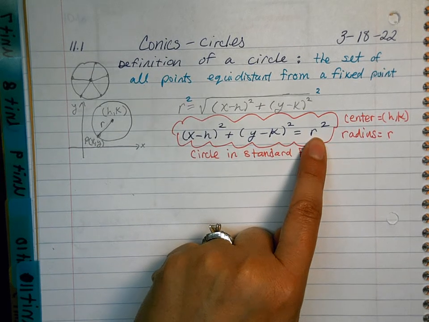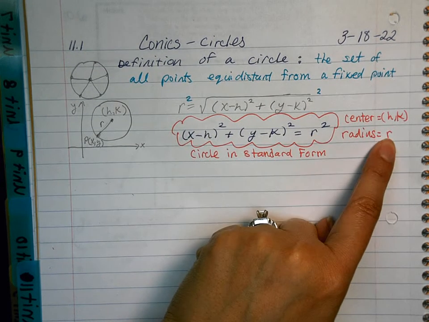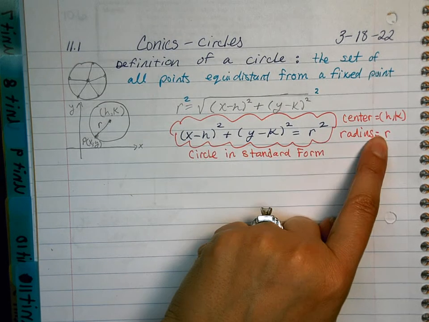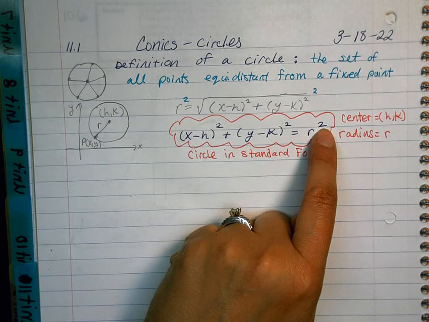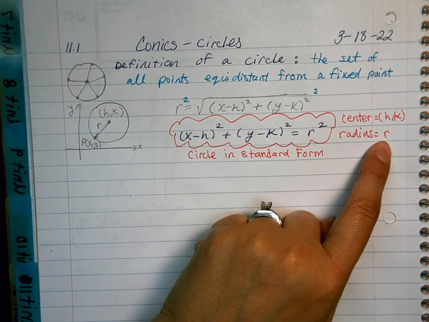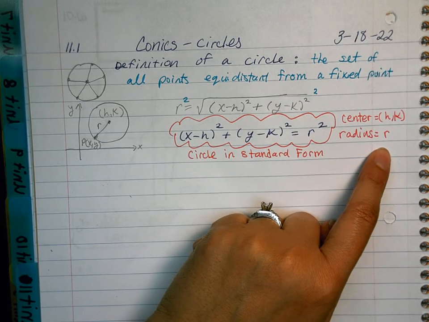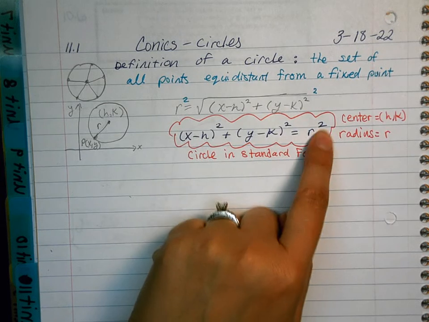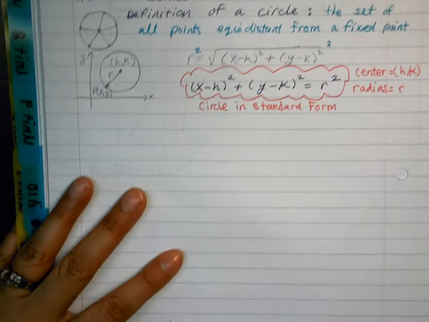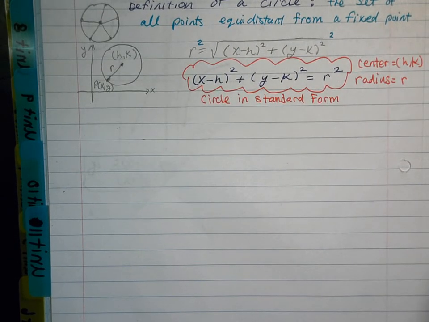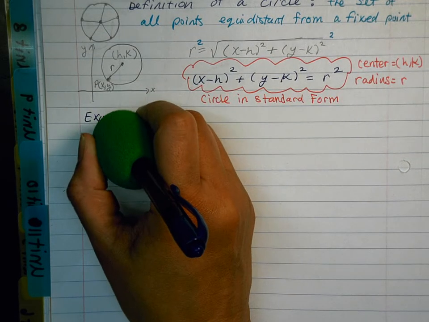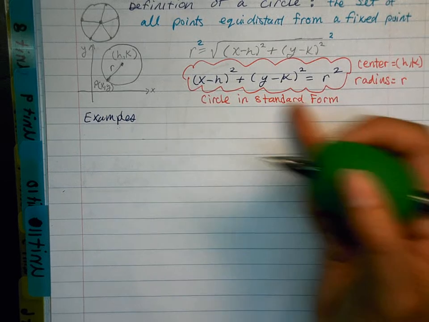So if that number is 25, the radius will be 5. If that number is 7, this will be the square root of 7. If this number here is 8, then this will be 2 root 2. Got it? Whatever this number is, the radius will be the square root of that number. Okay. We're going to go through and try some examples. Questions on the formula in standard form?